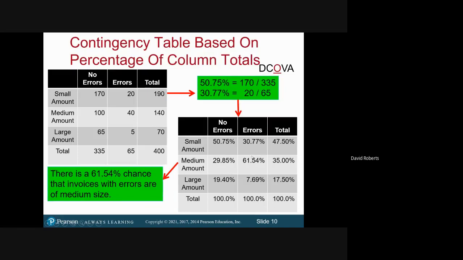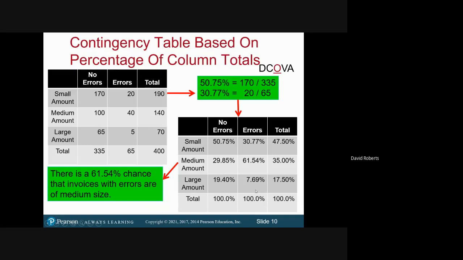In this particular case, you can see that the columns are the totals. So wherever you see the 100%, that tells you where the total is. So in this case, it's broken down by the fact that you have no errors, and 50.75% of the invoices that have no errors come from small invoices. 29.85 are medium and large.